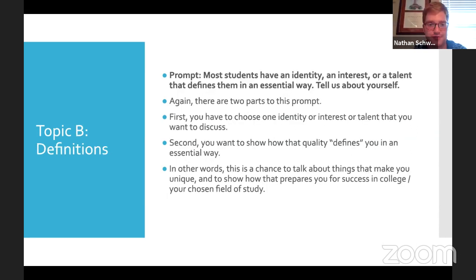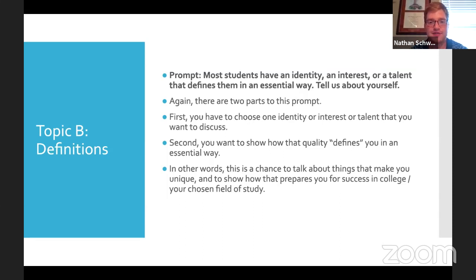All right, so let's talk a little bit about topic B. So topic B's prompt reads, most students have an identity, interest, or talent that defines them in an essential way. Tell us about yourself. Again, like essay prompt A, this one has two main parts. First, it asks you to choose one identity, interest, or talent that you want to discuss. Keyword being or. I've seen students that fall into the temptation of writing about identity, interest, and talent, which gets really convoluted and just really hard to write.